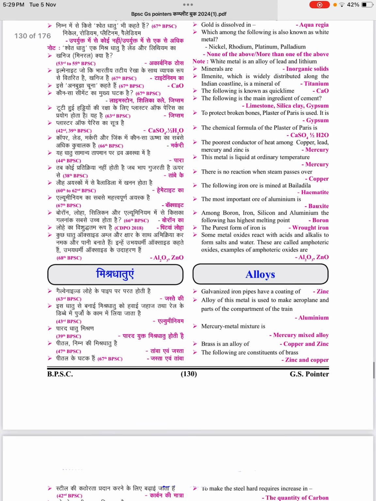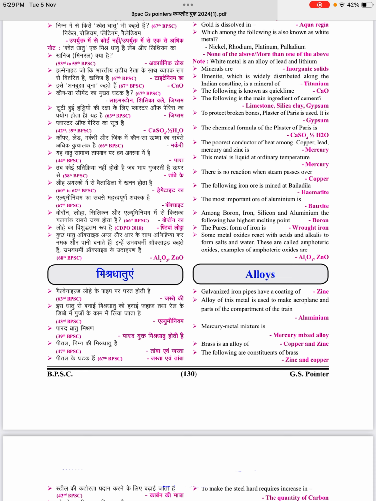The following is known as quicklime: calcium oxide. Slaked lime is calcium hydroxide. The following is the main ingredient of cement: limestone, silica, clay, gypsum. To protect a broken bone, plaster of Paris is used. It is made from gypsum. The chemical formula of plaster of Paris is calcium sulfate dot half H2O.